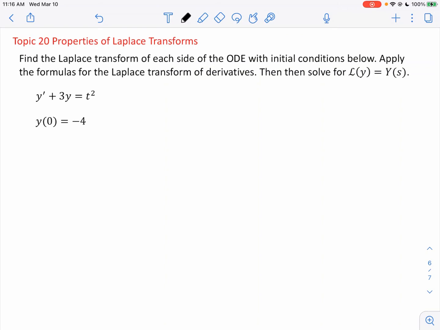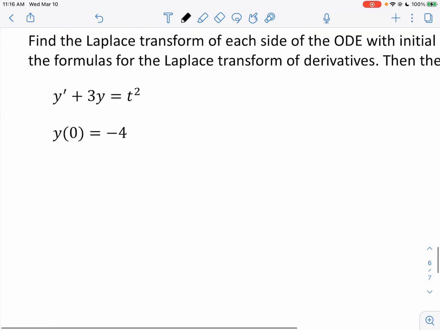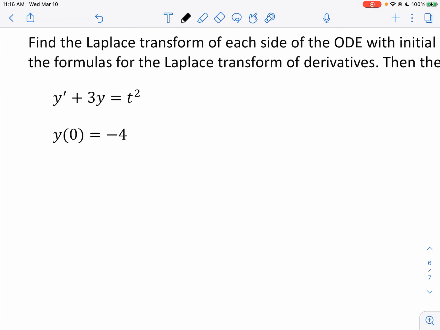Find the Laplace transform of each side of the ODE with initial conditions below. Apply the formulas for the Laplace transform of derivatives, then solve for the Laplace transform of y. Okay, here we go. This is where, in a way, the rubber hits the road. We're going to start with an ODE with initial conditions, and we are going to do a Laplace transform of it and see what happens. All right, let's begin by doing the Laplace transform of each side. So curly L of each side. Y prime plus 3y equals, and then a Laplace transform of the other side.